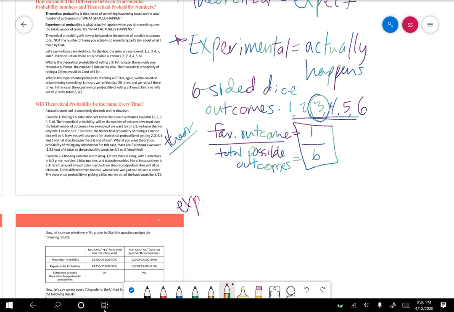So let's talk about experimental probability. So what's the experimental probability of rolling a 3? Again, this is based on what's actually happening. So what happens when we roll the dice? Let's say we roll it 20 times. So the number of trials is 20. Okay. And let's say that we roll a 3, let's say 3 times.